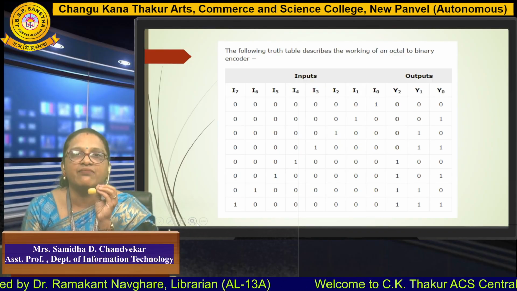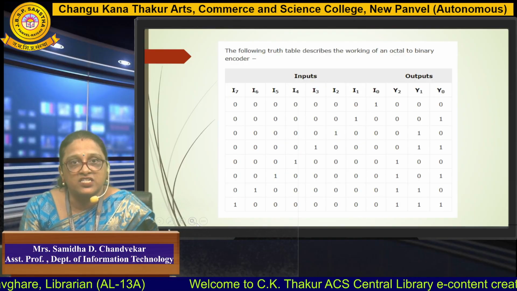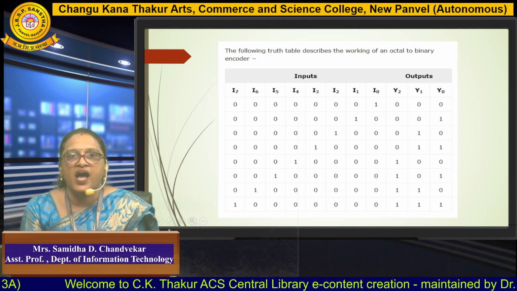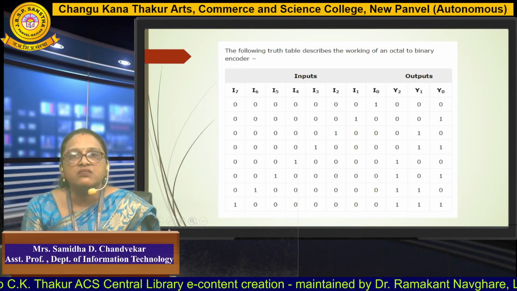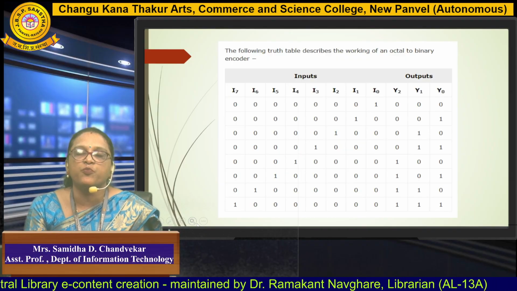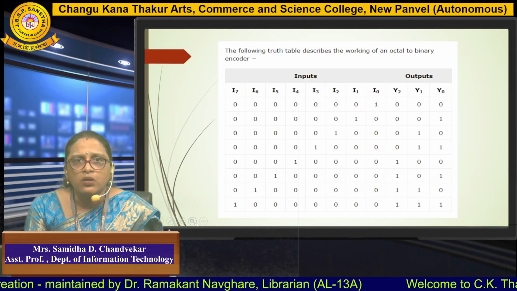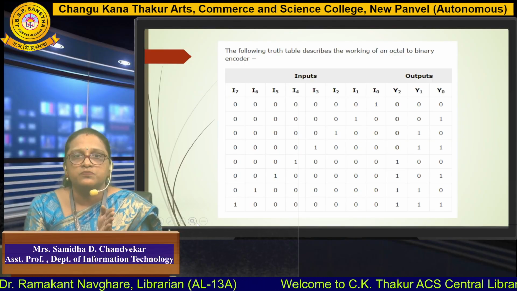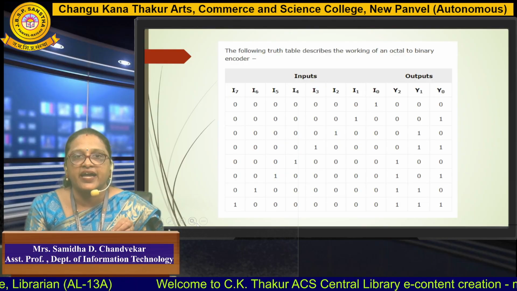From this truth table, we can derive the Boolean expressions. Y0 is 1 when I1 is 1, I3 is 1, and I5 and I7 are 1. So Y0 is equal to I1 plus I3 plus I5 plus I7. Y1 is 1 when there is I2, I3 and I6 and I7. So Y1 is equal to I2 plus I3 plus I6 plus I7.